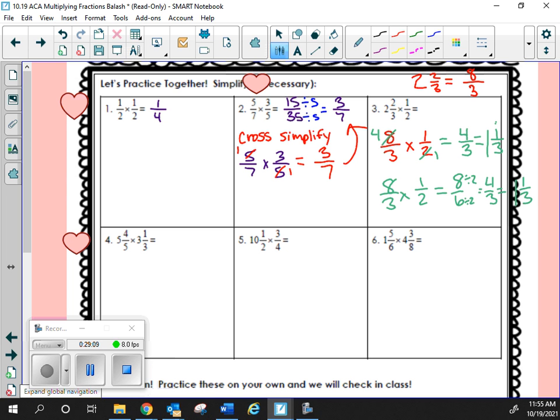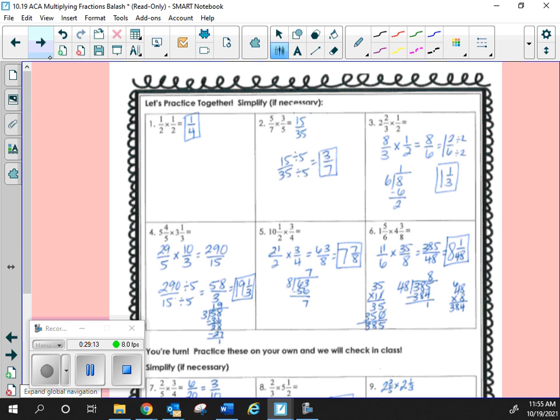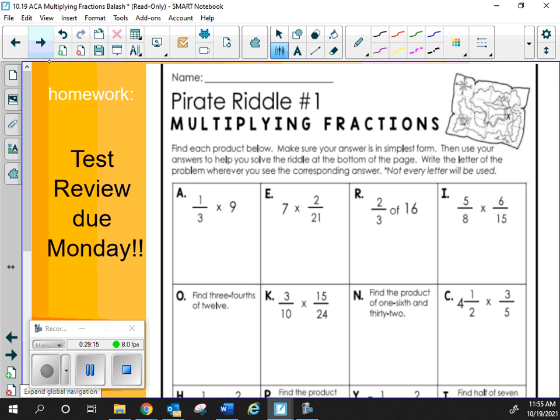All right, y'all keep going, keep working, because I know I haven't given you enough time. I just want to go ahead and explain your homework. It's going to be that back page. Okay? Keep working though.